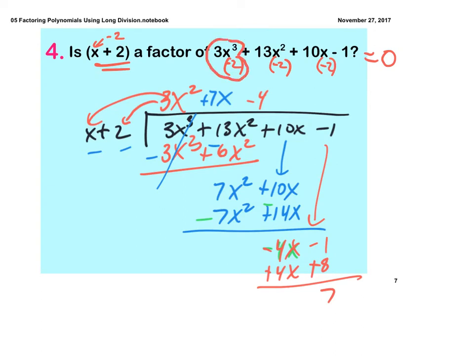Okay, let me think. Negative 2 to the third is negative 8 times 3 is negative 24. Negative 2 squared is 4. 4 times 13 is 52. 4 times 3 is 12. This is negative 20. This is a negative 1. Does that all add up to 0? No, it does not.